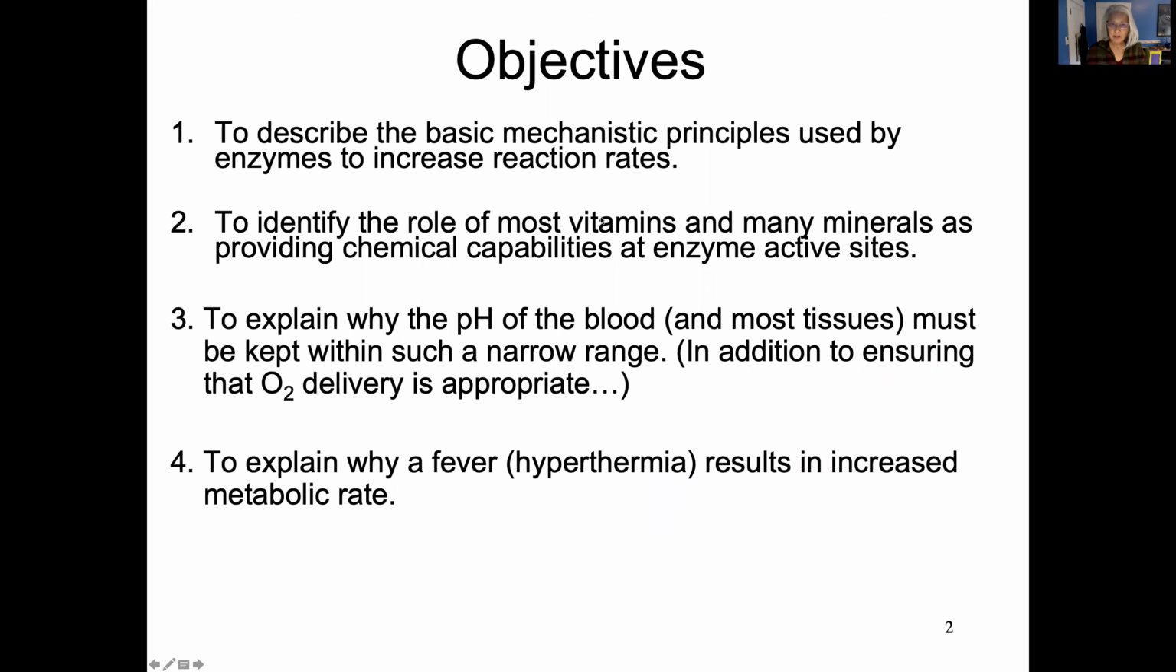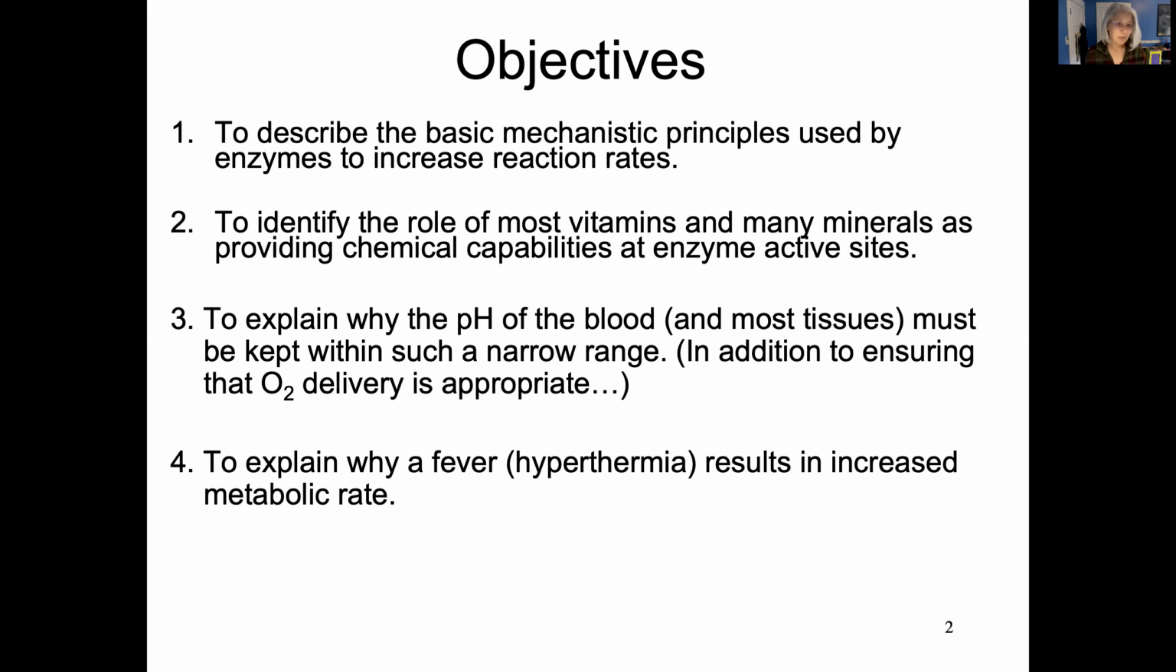We'll talk about the role that most vitamins, especially the B vitamins, and many minerals play in providing chemical capabilities at enzyme active sites. We'll talk about why the pH of blood in most tissues must be kept within such a narrow range. In addition, of course, to keeping the rate of oxygen delivery appropriate.